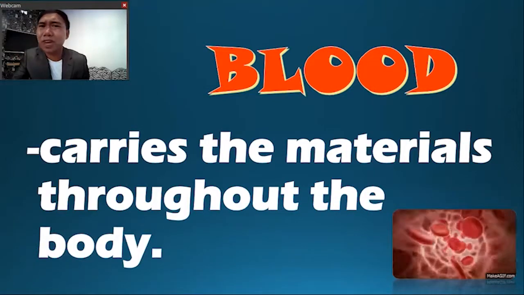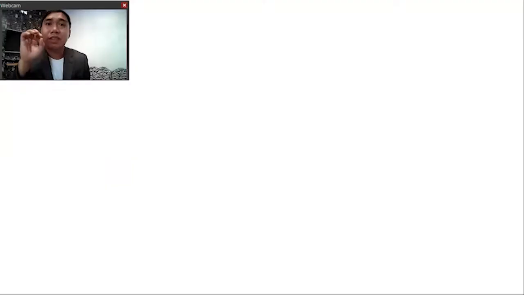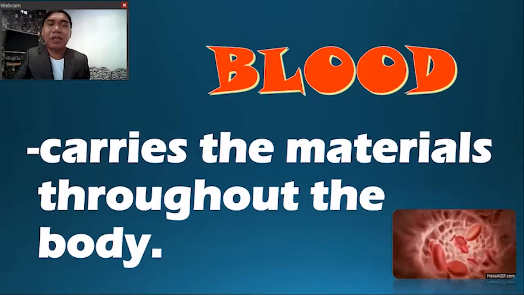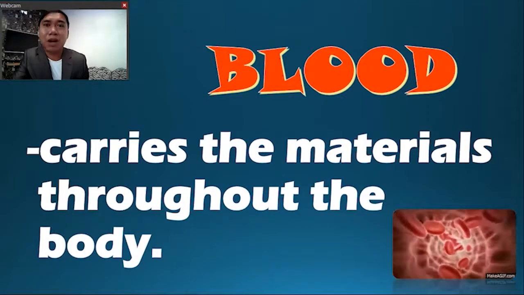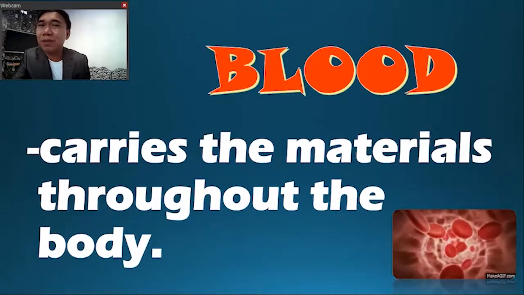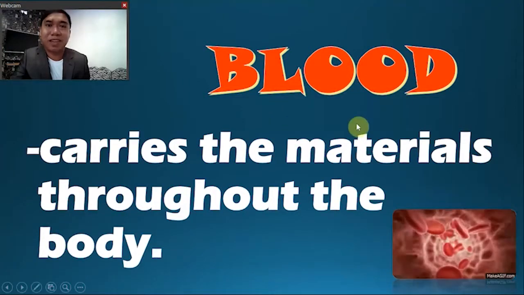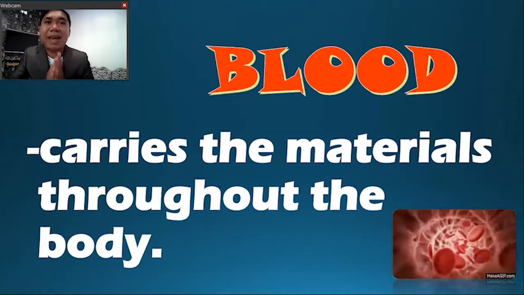What are those types? First is the arteries. The second is the veins, and the third is the capillaries. Now the third and last component of the circulatory system is the blood. Now let's have again an activity.